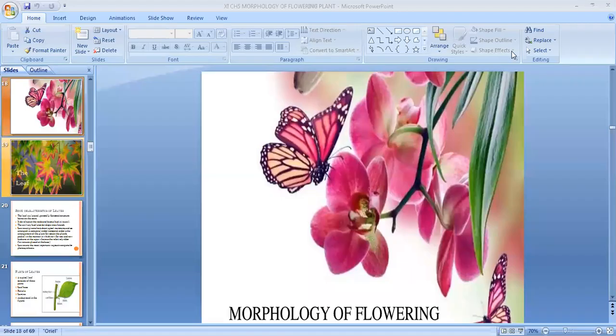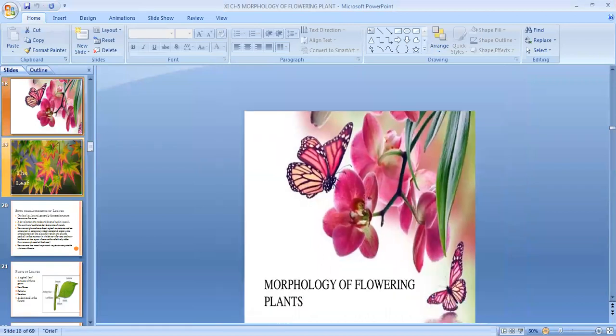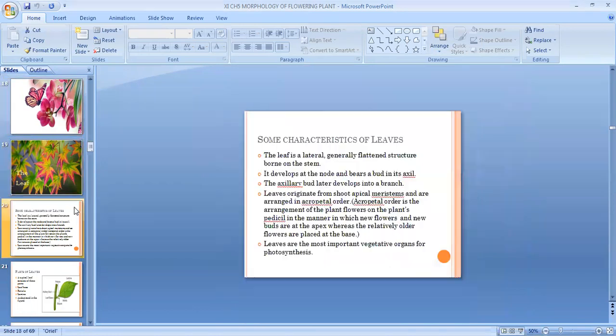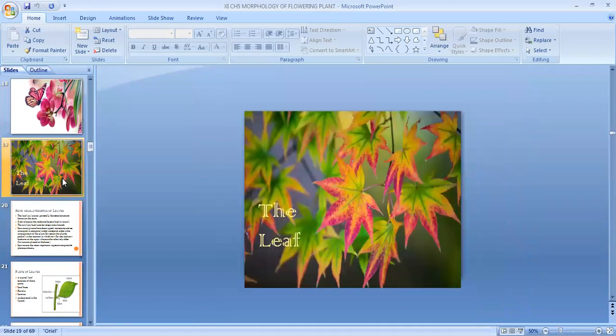Chapter 5, Morphology of Flowering Plants. In this chapter, this is video number 3, and in this video, we'll be studying about the structure of leaf, its function, and arrangement of leaves. Now, let's start with the structure of leaf. We'll study all about the leaf.